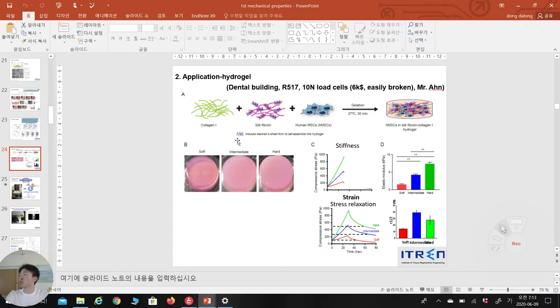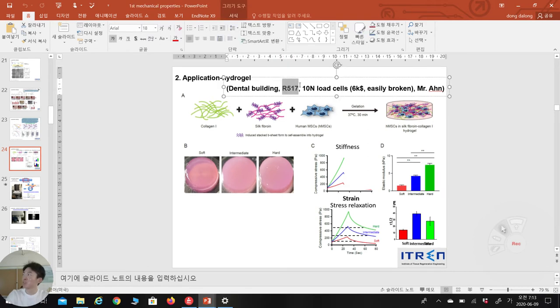And when you want to measure the stress relaxation or stiffness of gel, you can use the instrument in the dental building, room 517. And you have to use a very low load cell. So what is the meaning of load cell? In the instrument, the load cell measures the stress. Depending on the load cell type, we have 10 Newton, 100 Newton, 1K Newton, 10K Newton. Depending on your sample, we have to change the load cell, because if you use a high-value load cell like 10K Newton to measure hydrogel, even though it can measure something, we cannot believe it. So you have to optimize which load cell is used.